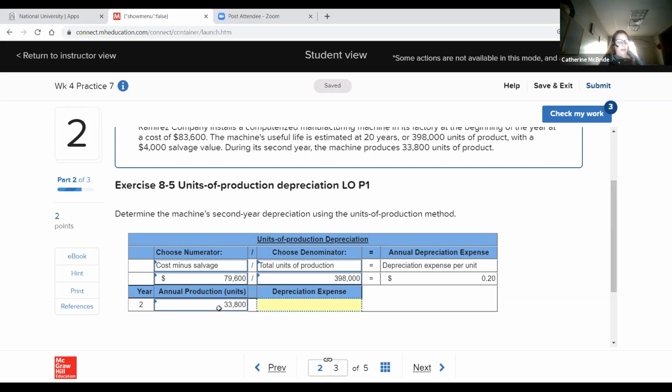So 33,800 units times 20 cents means my depreciation expense for year 2 was 67,600. You have to be very careful whether they're asking you for depreciation expense or accumulated depreciation or book value. Be very certain what they're asking for when you answer your test questions.